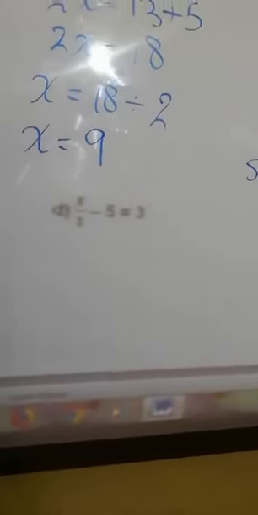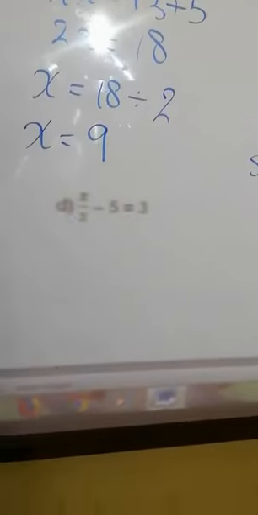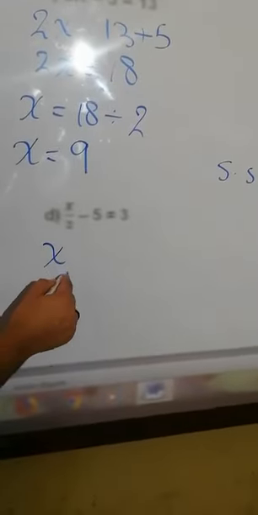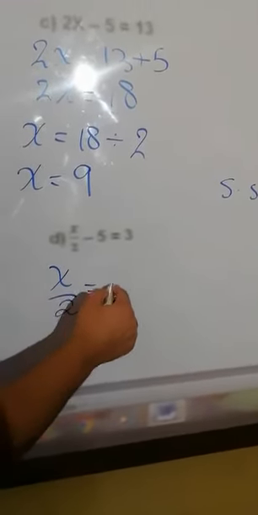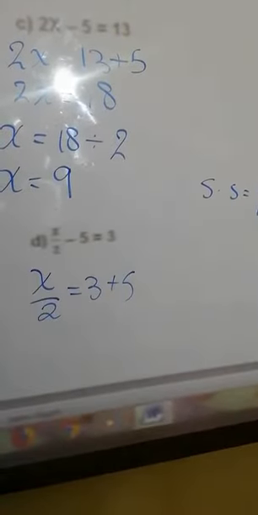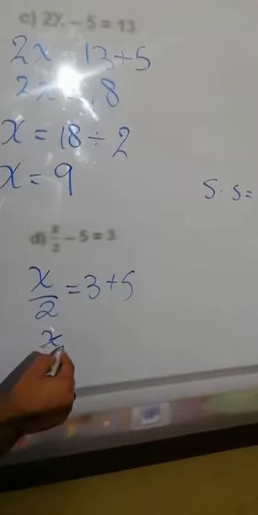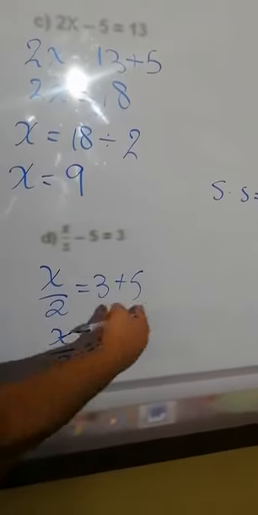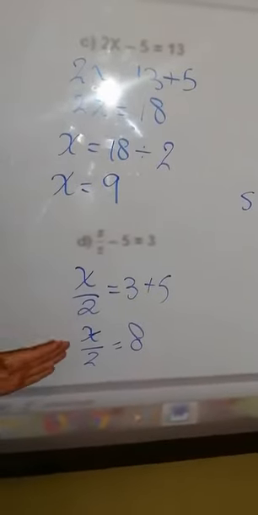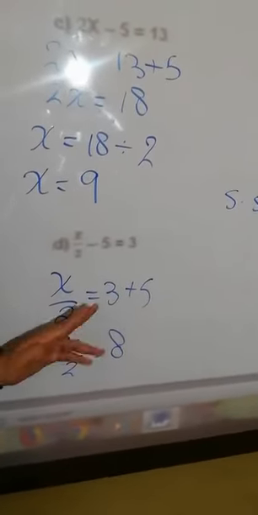As we said, if you have plus or minus, it must move first. So the 5 has to move first. It will be x over 2 equals 3 plus 5, because it's a minus, it goes to the other side with plus. x over 2 equals 3 plus 5 is 8. Now I have x over 2, or x divided by 2, equals 8.